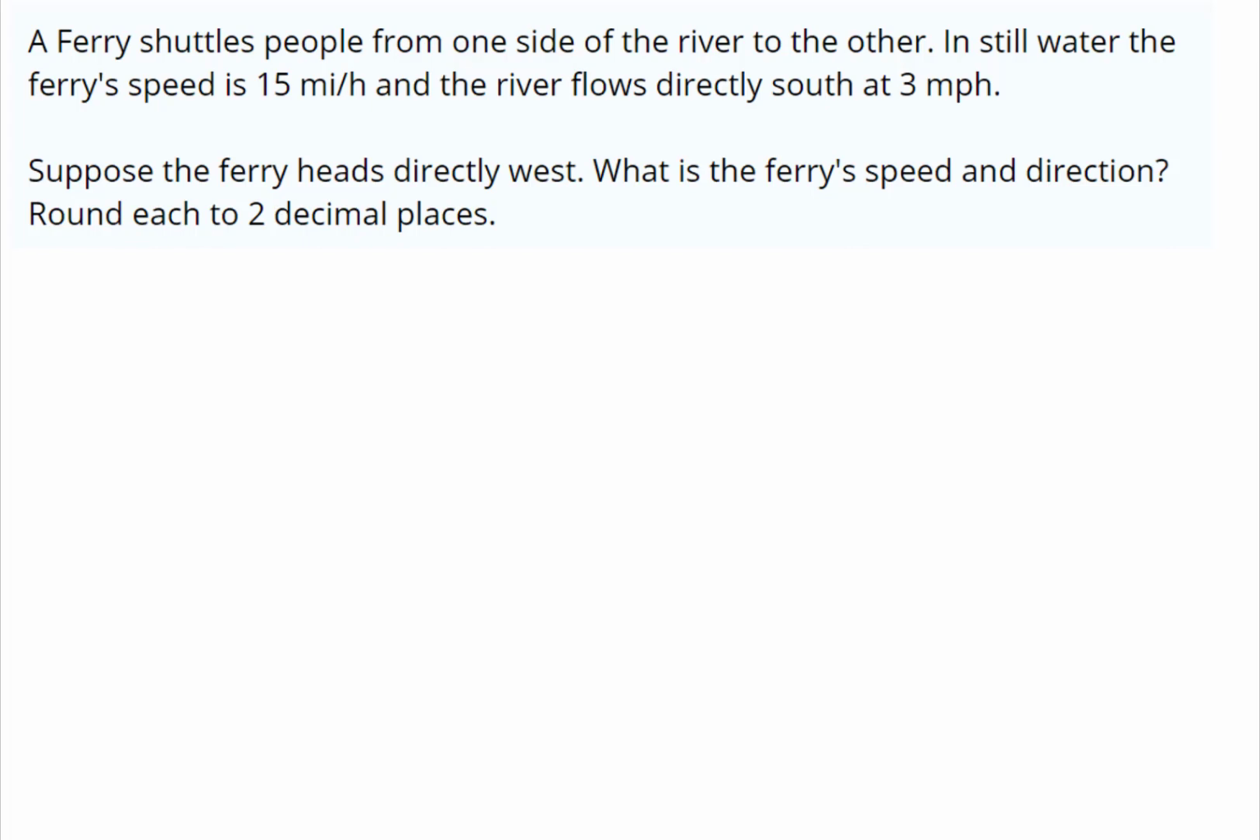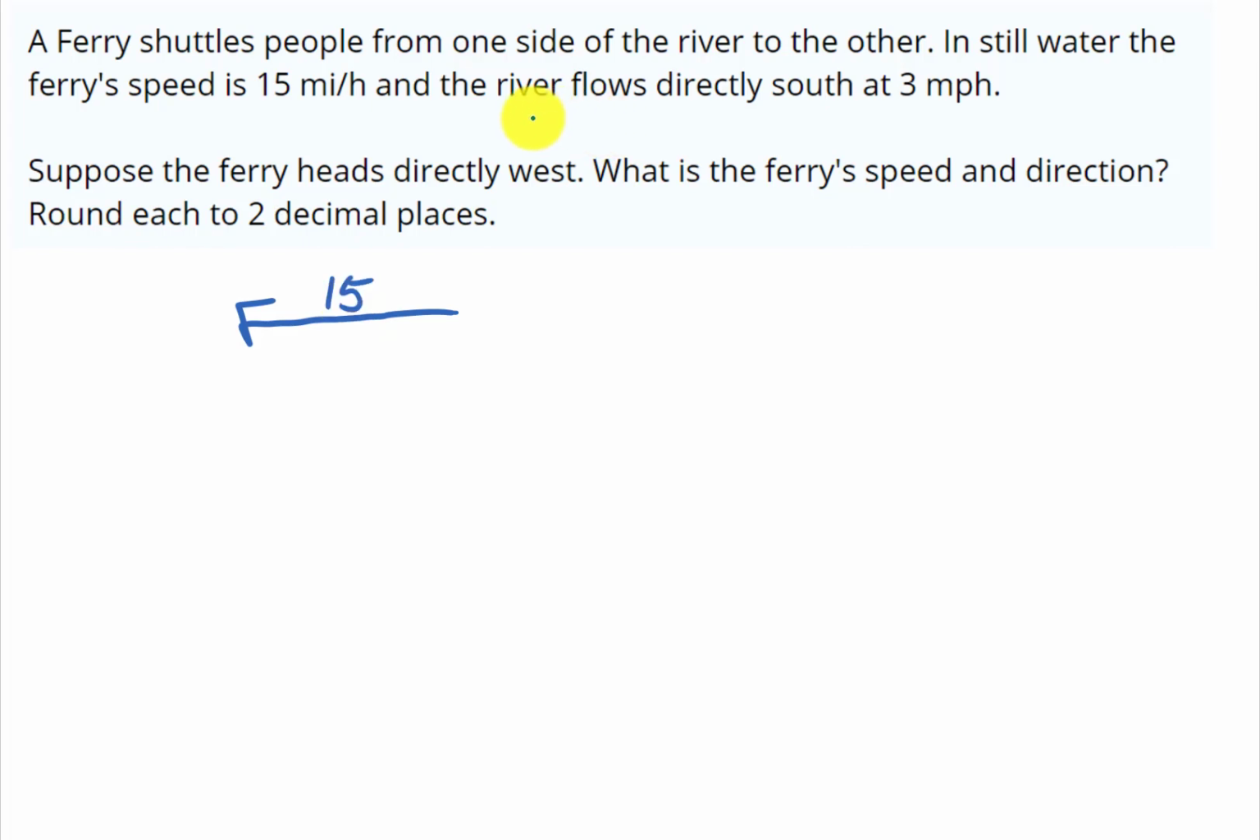So what's going to happen is it's going to try and head directly west, but the river's current is going to push it as well. So let's draw some vectors to represent these. First of all, the ferry is trying to head directly west, so let's draw a vector for that. And in still water, it moves at 15 miles per hour, so that 15 is the magnitude of that vector.